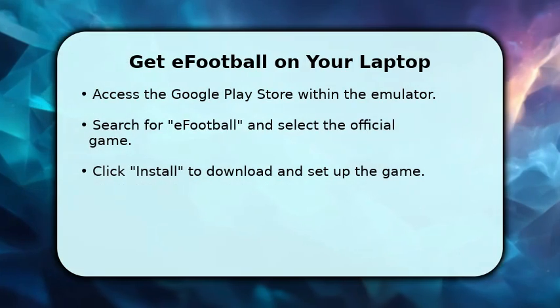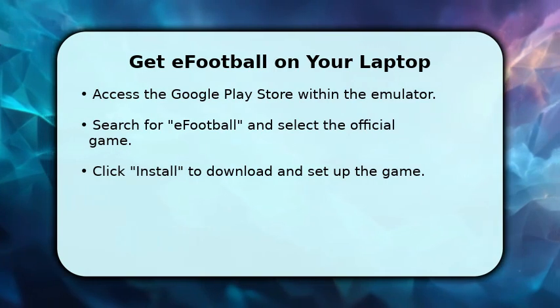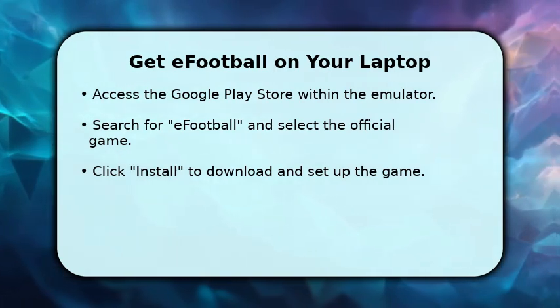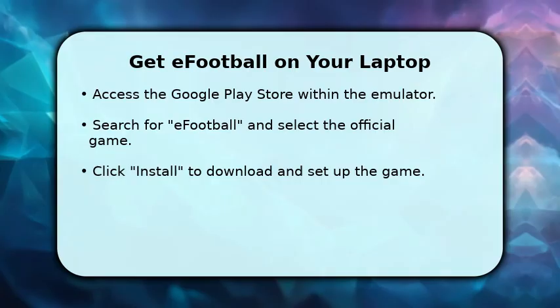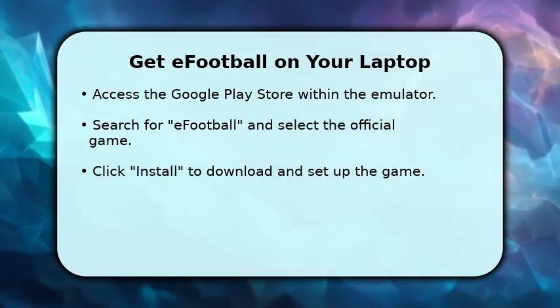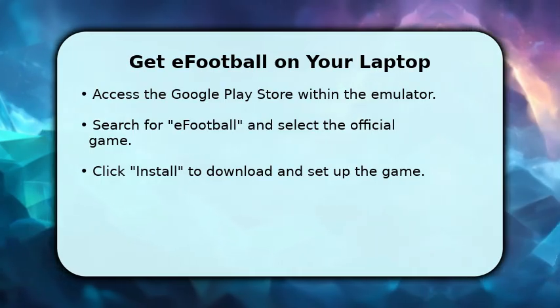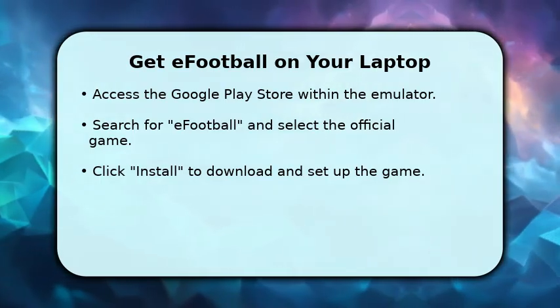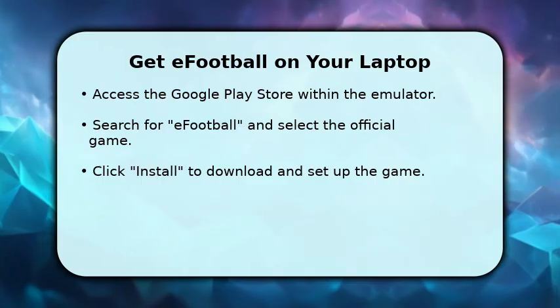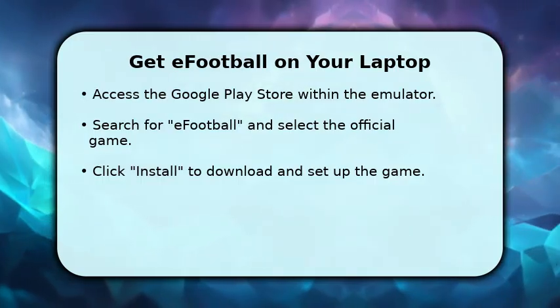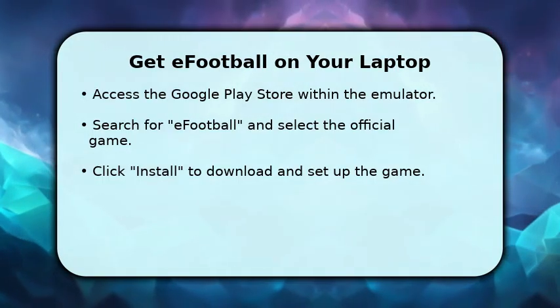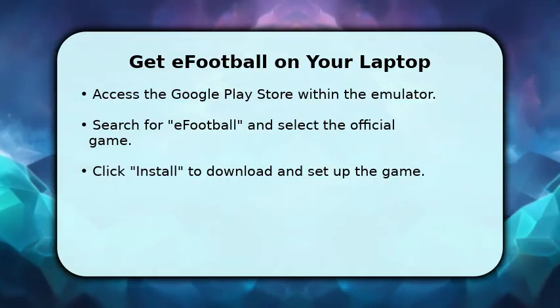Now that your emulator is ready, navigate to the Google Play Store directly within the emulator's interface. Use the search bar to find EFootball and ensure you select the official game from Konami. Once you have found it, simply click the Install button. The game will then download and install itself, typically taking a few minutes depending on your internet speed and the game's current size, which is usually several gigabytes.